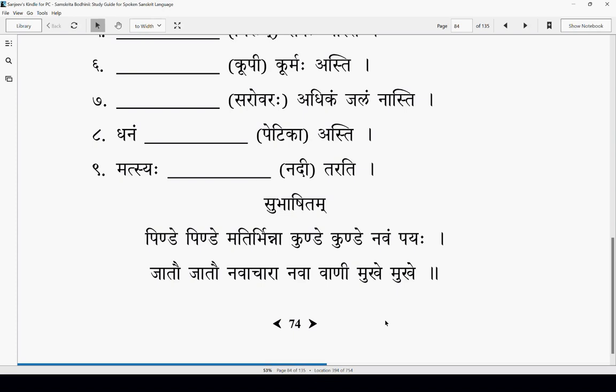Kunde Kunde Navampayah. Kundah, Kundam, Navampayah. Kunda is like a Kunda, you know, like there are many Kundas in India.